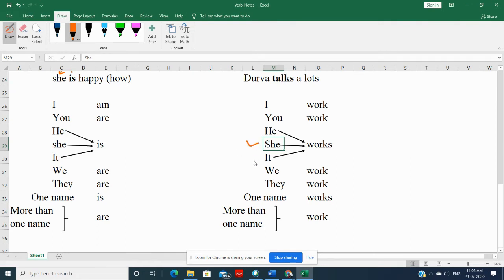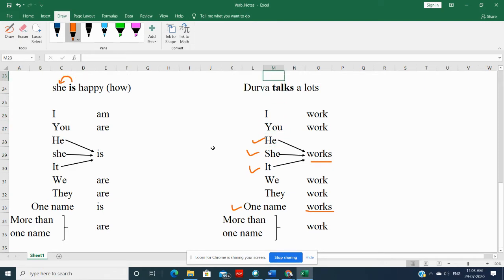With he, she, it, and if there is only one name, then only we keep S or ES with the action word. Otherwise, for the rest of the doers of an action, we do not put S or ES. When I say doer of an action, it means subject. Grammatically, you call a person who is doing an action, and the name of that person, the subject. Means the person who is actually doing an action. Hope you guys are clear with this.